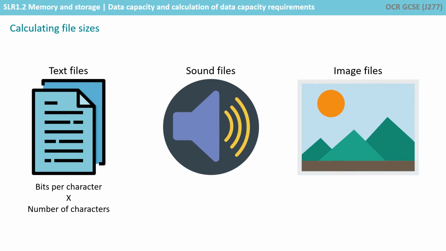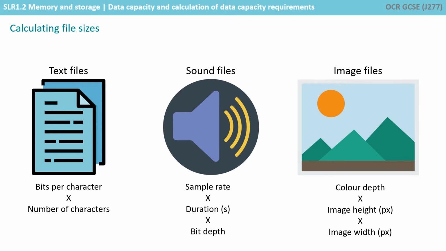The size of a text file can be calculated by multiplying the number of bits it takes to store a single character by the number of characters in the text file. The size of a sound file can be calculated by multiplying the sample rate by the duration in seconds by the bit depth. The size of an image file can be calculated by multiplying the colour depth of an image by its height in pixels by its width in pixels.